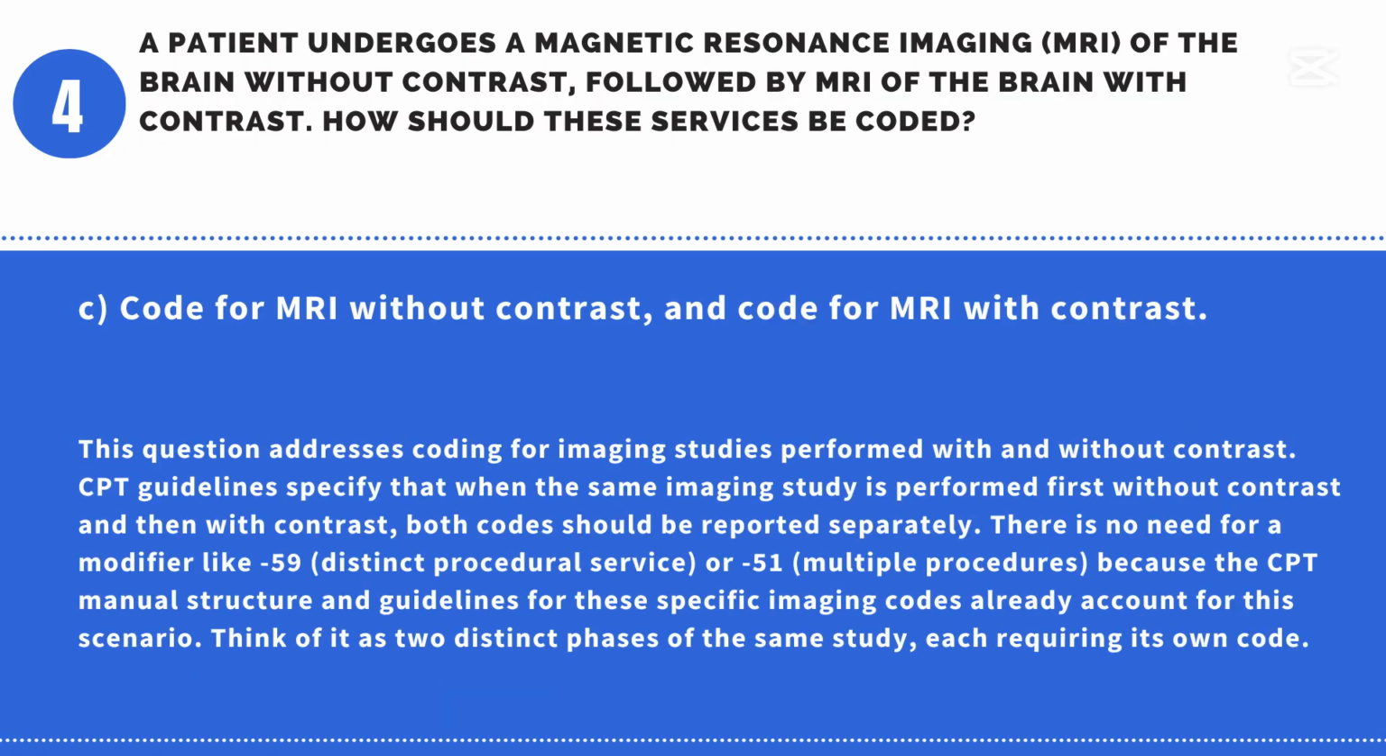Answer: C. Code for MRI without contrast, and code for MRI with contrast. This question addresses coding for imaging studies performed with and without contrast. CPT guidelines specify that when the same imaging study is performed first without contrast and then with contrast, both codes should be reported separately. There is no need for a modifier like -59, distinct procedural service, or -51, multiple procedures, because the CPT manual structure and guidelines for these specific imaging codes already account for this scenario. Think of it as two distinct phases of the same study, each requiring its own code.